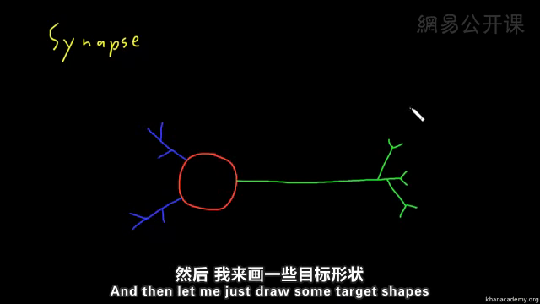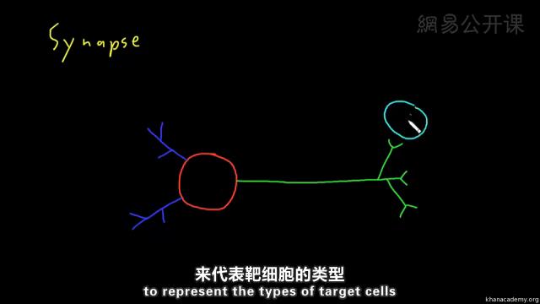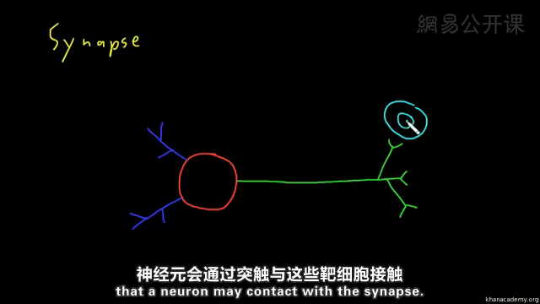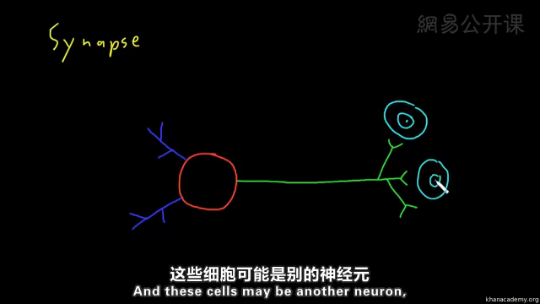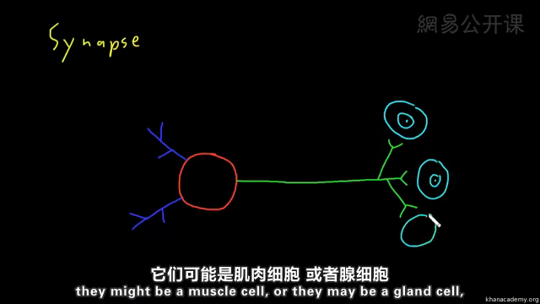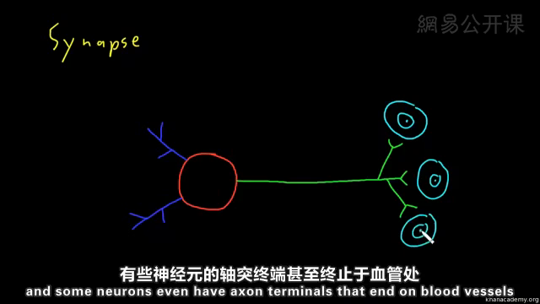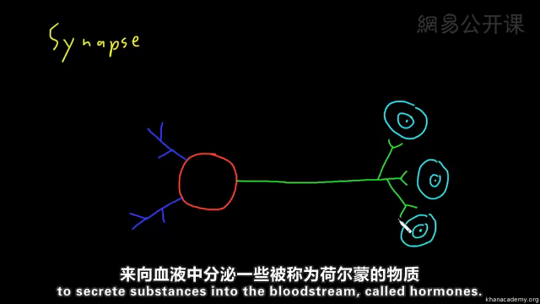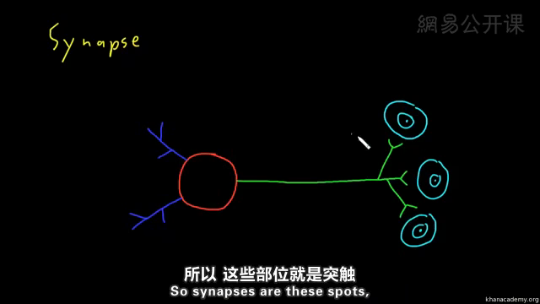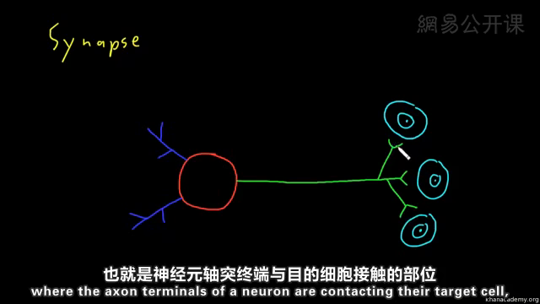And then let me just draw some target shapes to represent the types of target cells that a neuron may contact with the synapse. And these cells may be another neuron, they might be a muscle cell, or they may be a gland cell. And some neurons even have axon terminals that end on blood vessels to secrete substances into the bloodstream called hormones. So synapses are these spots where the axon terminals of a neuron are contacting their target cell.